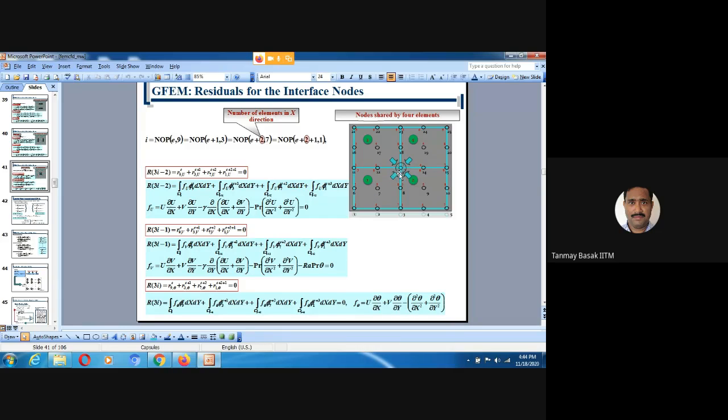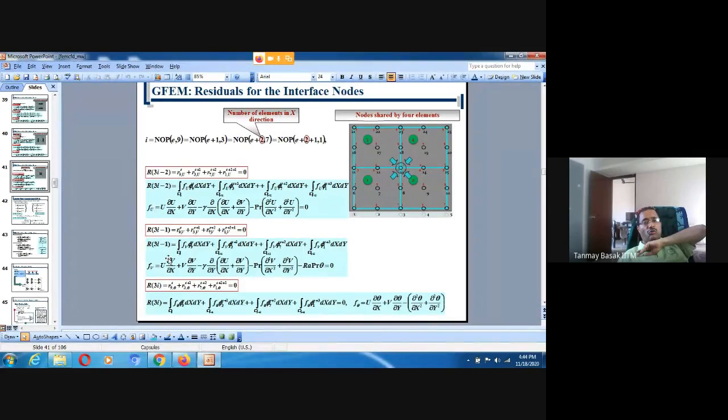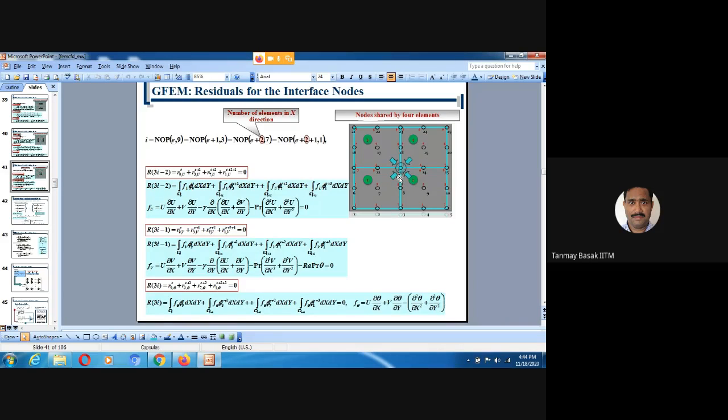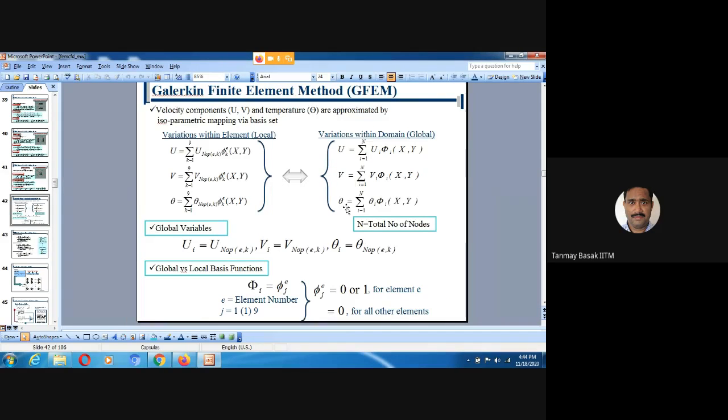Then this is the node which is shared by 4 elements, and you need the 4 residual terms, and you get the overall compact residual for the x velocity, y velocity, and temperature for this node shared by 4 elements. These are the velocity components in terms of the local variables, and these are the variations within the domain in terms of global variables. The local basis functions and these are basically called global basis functions. This is the relationship between the local and global basis functions. In the local basis function, E is for the element, J is for the local node number, and I is the global node number. If you look at my paper, this is the format.